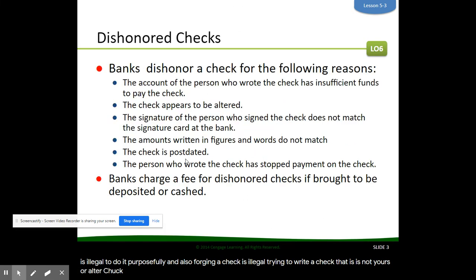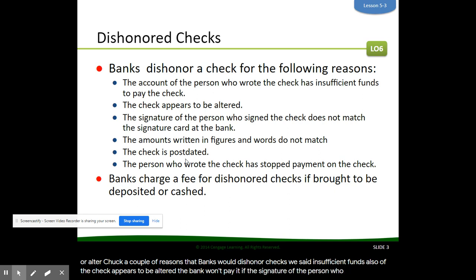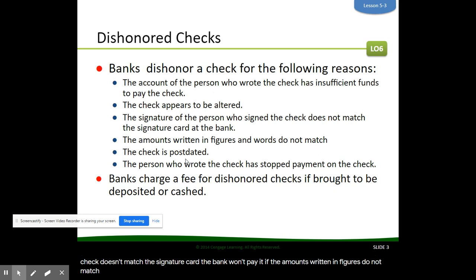So we kind of already talked about a couple of reasons that banks would dishonor checks. We said insufficient funds. Also, if the check appears to be altered, the bank won't pay it. If the signature of the person who signed the check doesn't match the signature card, the bank won't pay it. If the amounts written in figures do not match the amount written in words, the bank won't cash it. If the check is post dated, an example of a post dated check is a check that has been written for a future date.